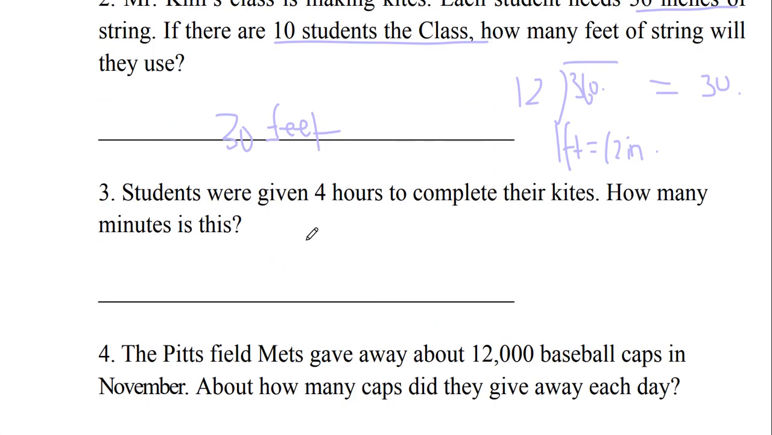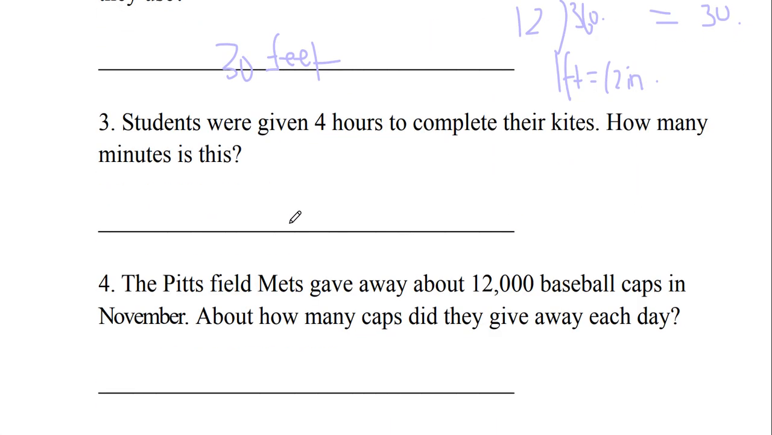Okay. Number 3, students were given 4 hours to complete their kites. How many minutes is this? So 1 hour is equal to 60 minutes. So 4 hours is equal to 240 minutes.